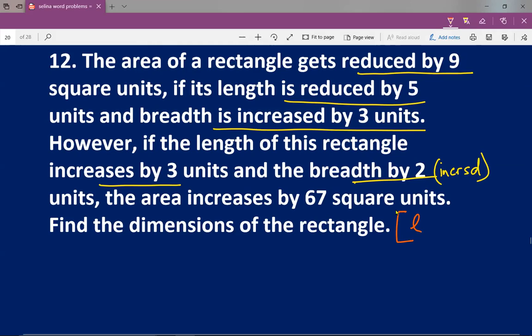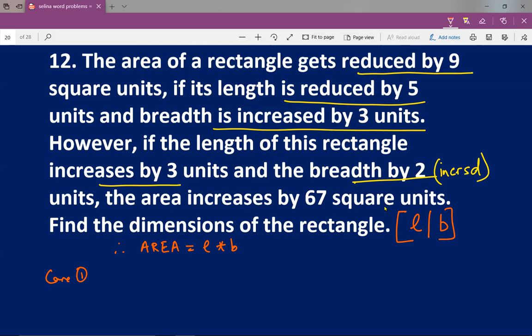So I'll assume the dimensions to be L and B. Usually whatever is being asked in the last line, you can safely assume that. Now let us start the question. I have assumed the dimensions of the rectangle to be L and B. Therefore, area would be L into B. Now, in case 1, the area of the rectangle gets reduced by 9 square units.